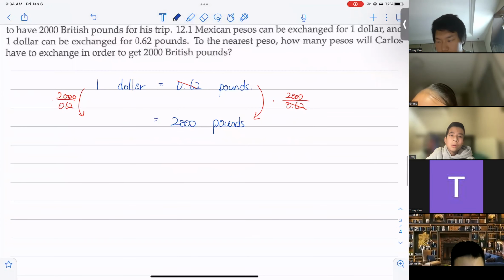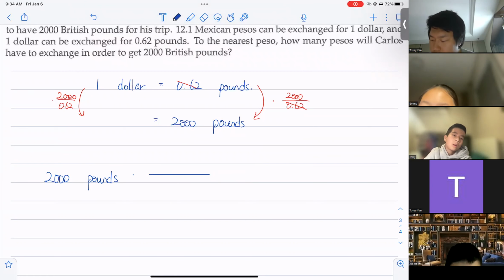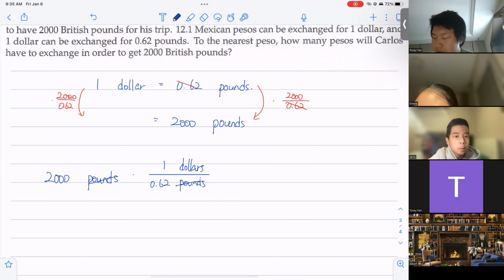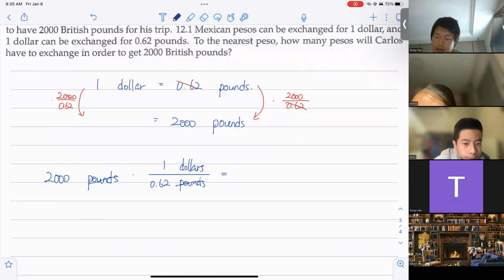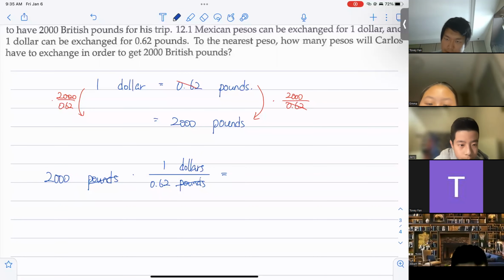Okay, so for conversion factors, you can just say 2000 pounds. This is what we learned before, right? 2000 pounds, you times by, since you have pounds, you want to change to dollars. So dollar on the top, right? Dollars on top, pounds on bottom. So you can cancel out pounds. And we know that $1 is 0.62 pounds. See, that again, it gives you 2000 divided by 0.62. Okay, Jerry, that makes sense?